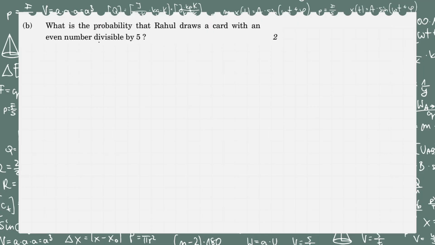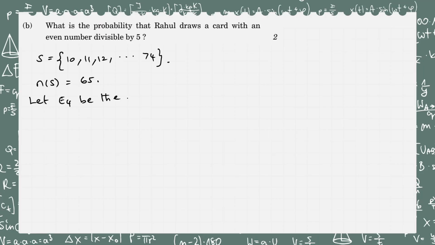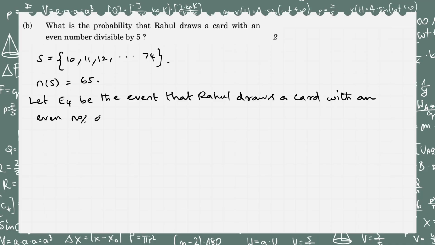So basically we need to write the multiples of 5 which are even. Again we need to write the set S as usual: 10, 11, 12, etc. up to 74. And the count of items in this is 65. And again we are going to define another event here. Let E4 be the event that Rahul draws a card with an even number divisible by 5.